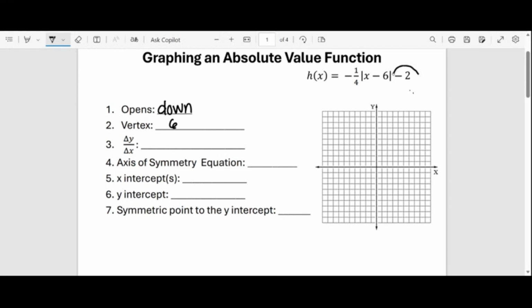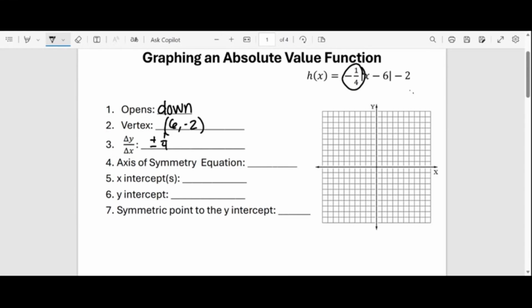Your y value is just going to be the constant that's on its own. Typically, it will be in the back of the equation like it is here, and you're just going to leave it as it is. So again, opposite of your x value, this is your y value. Your delta y over delta x is this number right here, but it's positive and negative because when we think about absolute value graphs, they open upward or downward and they're V-shaped. So half of it has a positive slope and the other half has a negative slope. So it's going to be positive and -1/4.